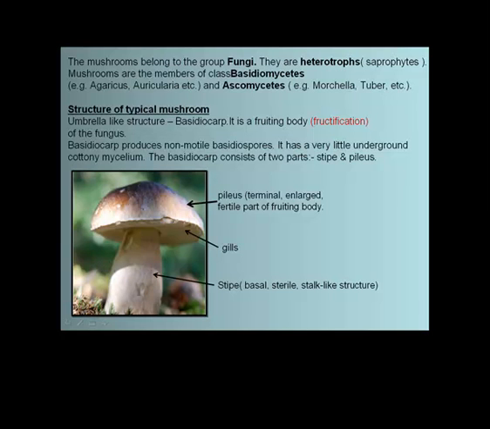Umbrella-like structure, basidiocarp. It is a fruiting body, fructification of the fungus. Basidiocarp produces non-motile basidiospores. It has a very little underground cottony mycelium. The basidiocarp consists of 2 parts, stipe and pileus. Stipe is the basal sterile stalk-like structure and pileus is a terminal enlarged fertile part of the fruiting body.